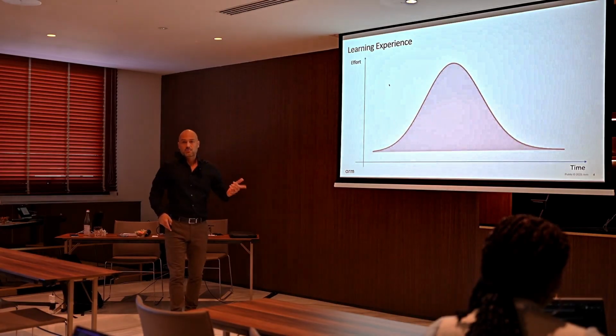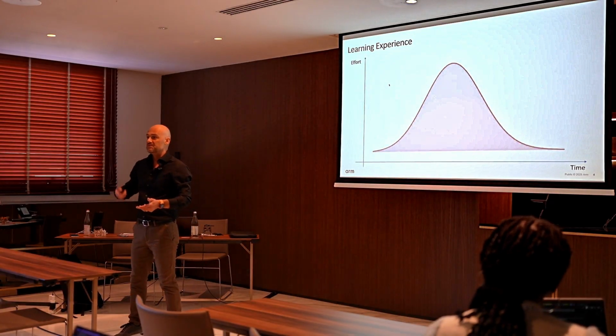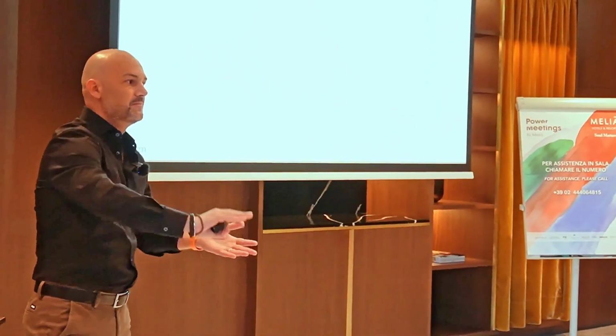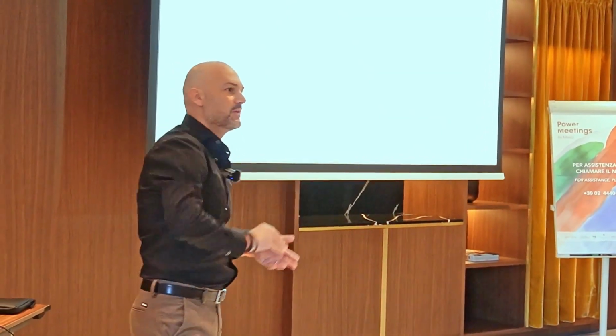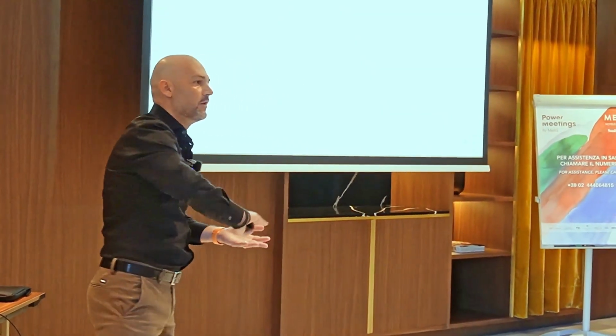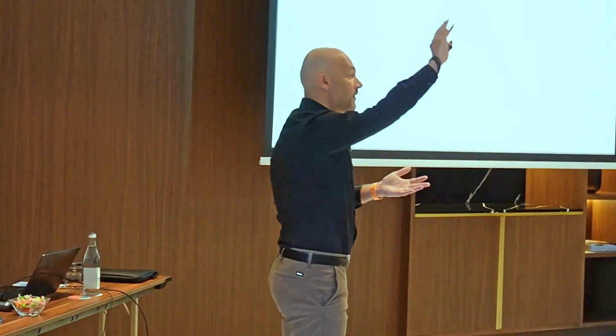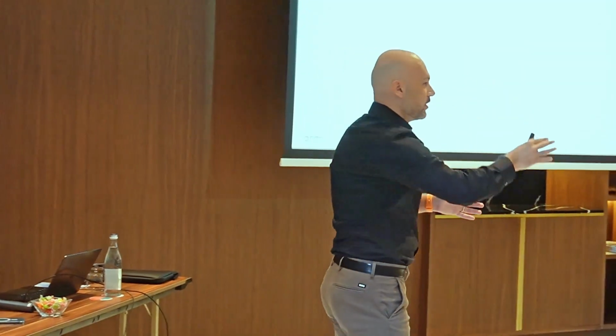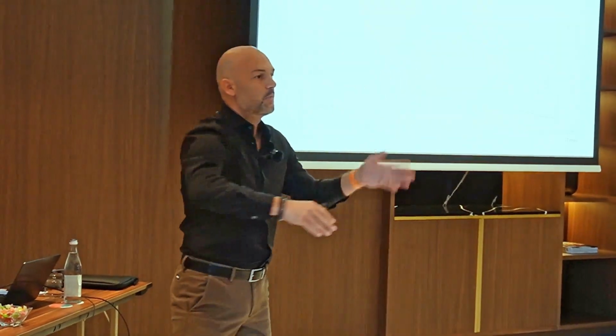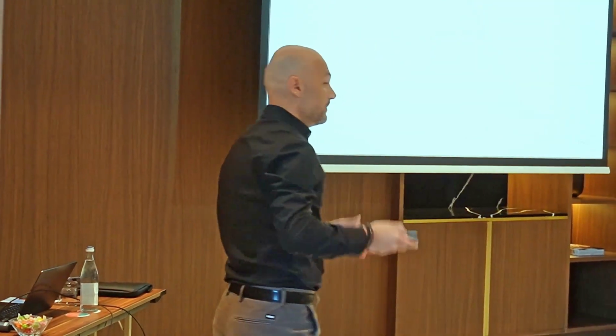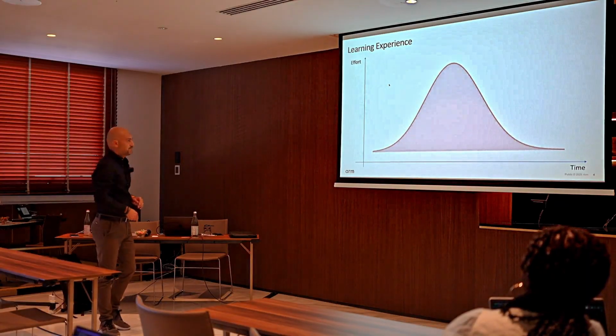What is that? This is a Gaussian. It's actually the learning experience for today's workshop. We're going to start slowly. We're going to increase the effort. It means that the level of knowledge, okay, will increase a bit. We're going to reach a peak of the effort around the middle of this workshop. Then we're going to go down a bit. So the effort will go down. We're going to talk about how we're going to deploy it. Because actually deploying these applications at the edge is quite simple.